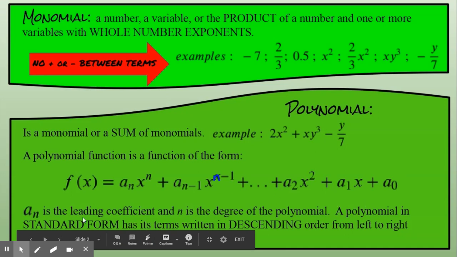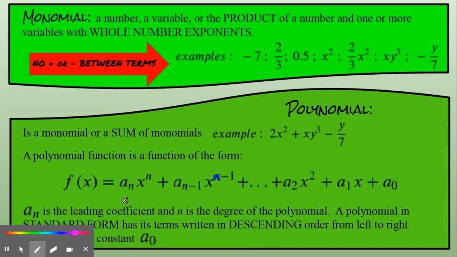Now, other parts we need to be aware of is that a sub n we call our leading coefficient. It leads the entire polynomial, hence leading coefficient. And whatever exponent is attached to that leading coefficient, we call that the degree. So in this case, the degree would be n, and its leading coefficient is a sub n. And again, it goes in descending order all the way from the largest down to its constant at the end.